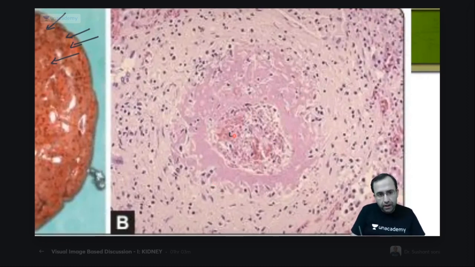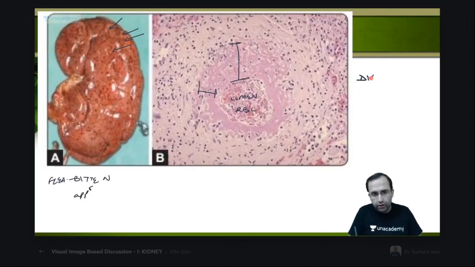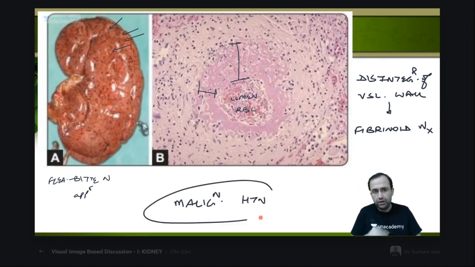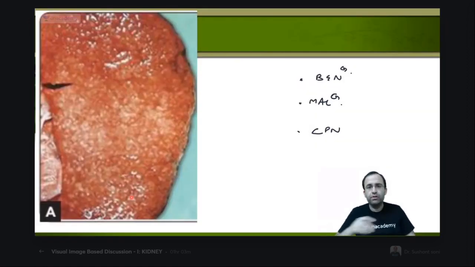This is a blood vessel. How do I know? It is a luminal structure with RBCs in the lumen, showing disintegration of the vessel wall. The vessel wall is broken, with fibrin-like material. That is fibrinoid necrosis. Both of these together are the feature of malignant hypertension.